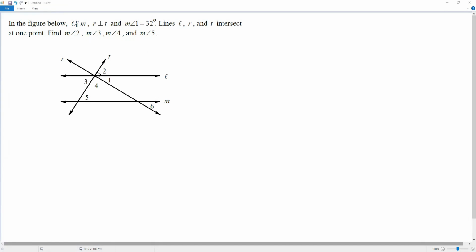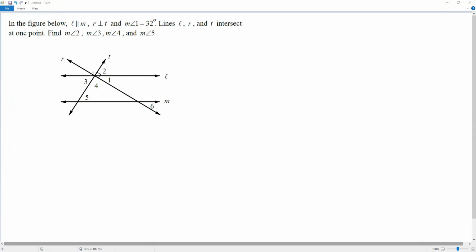In the figure below, L and M are parallel, R and T are perpendicular, and the measure of angle 1 equals 32 degrees. Lines L, R and T intersect at one point. Find the measure of angle 2, angle 3, angle 4, and angle 5. In the given figure, we have 5 angles, in which the measure of angle 1 is 32 degrees. We have to find the remaining 4 angles: 2, 3, 4 and 5.